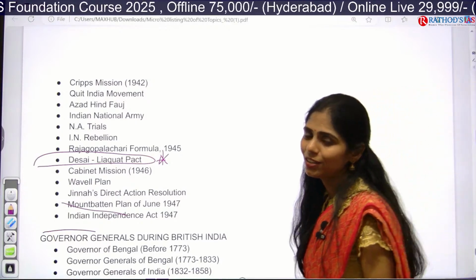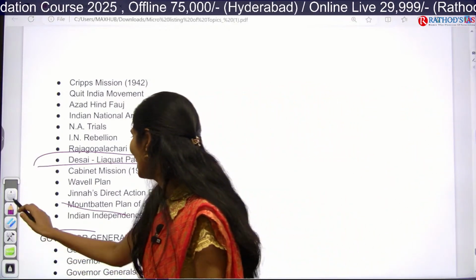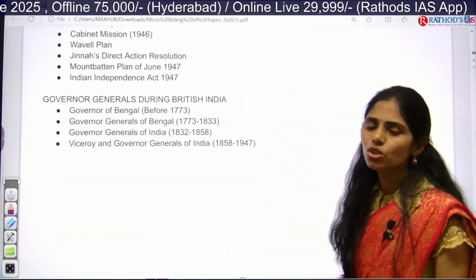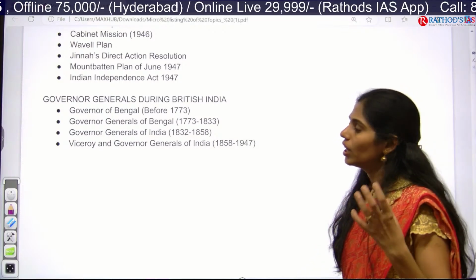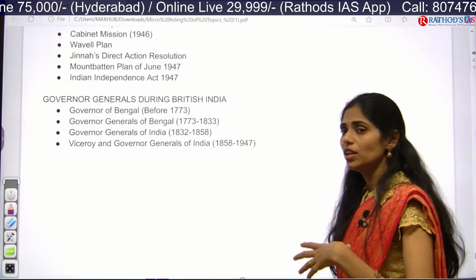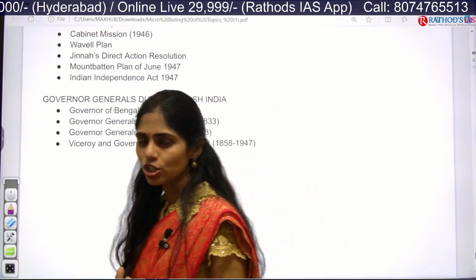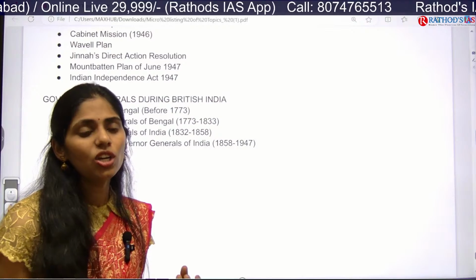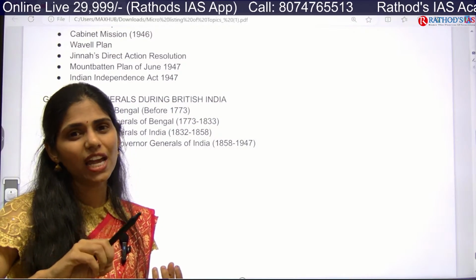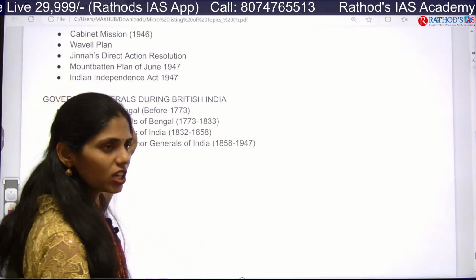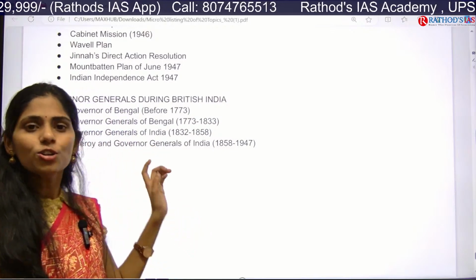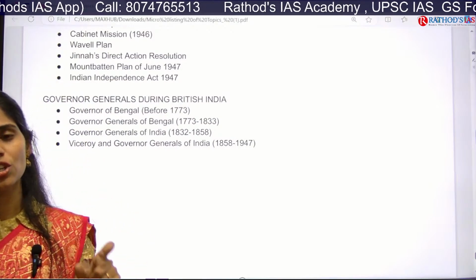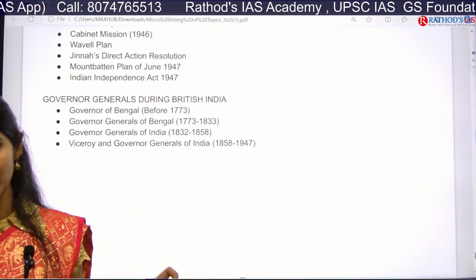And apart from that, there is also one bonus for you. That is, you have to see even the Governor Generals during our British India. So who is the Governor General of Bengal? Governor Generals of Bengal, and later on the name was changed. So there was a very simple question which appeared: through which Act was the Governor General of Bengal changed into the Governor General of India? This is a 2023 UPSC prelims question. So you can expect such easy questions also in your UPSC.